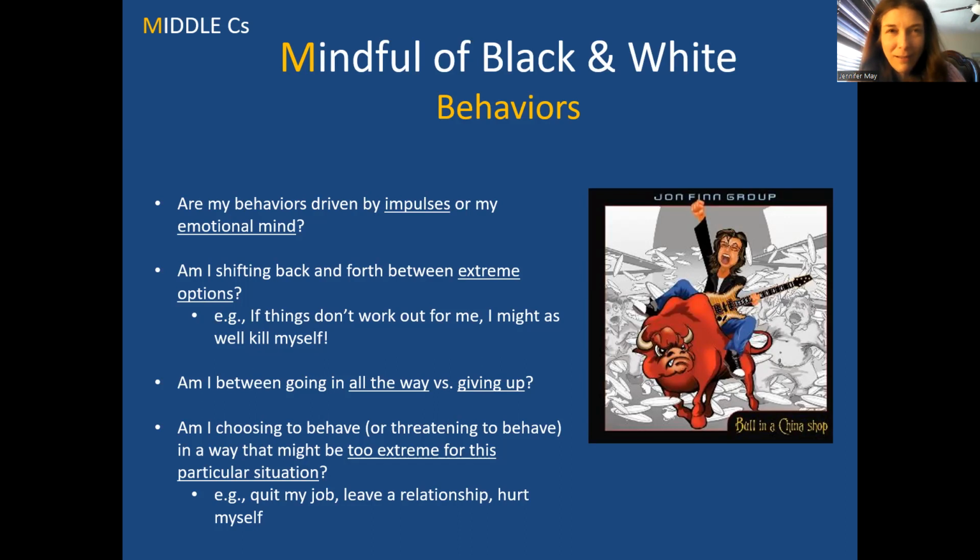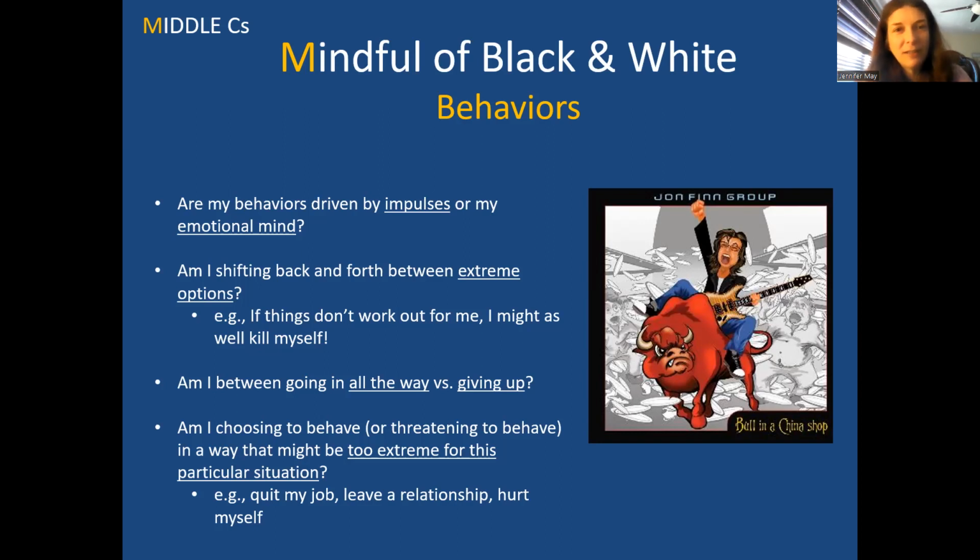Okay, so maybe I'm not thinking things through as carefully as I could. I'm kind of acting on impulse. I'm having that urgency that's making me do it right away, doing the first thing that comes to my mind and not really planning it out carefully. Am I shifting back and forth between extreme options? Okay, what about if things don't work out for me, I might as well just kill myself. That's a pretty extreme option, right? Either it's great or I'm dead. Am I between going in all the way versus giving up?